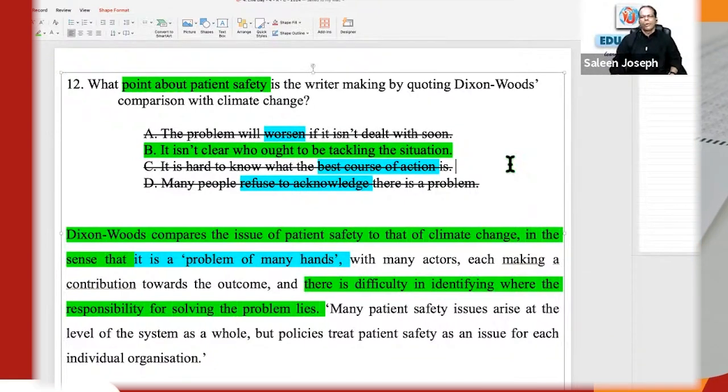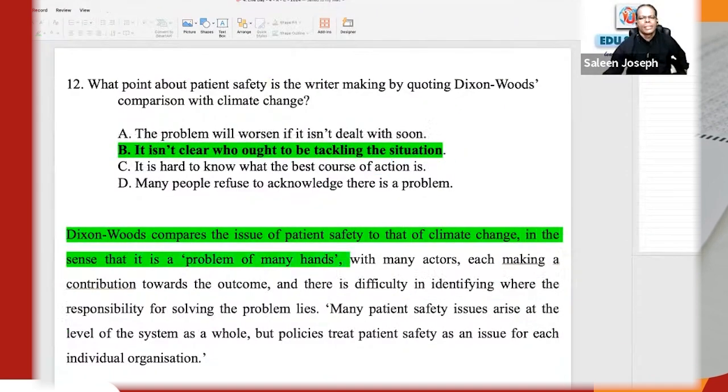Like the climate change, it is a problem of many hands. The question itself says, in comparison with climate change, what is the point made about patient safety? Climate change is a problem of many hands. Means each one has to think of planting a tree, then only climate change can be tackled. It's the responsibility of everyone, so many people. Also here, patient safety is a problem of many hands. Not only the doctors, not only the ward nurses or staff assistants or hospital staff, everybody is involved in patient safety. The pharmacist, everyone. Okay, hope that is clear. So it is there in the topic sentence.